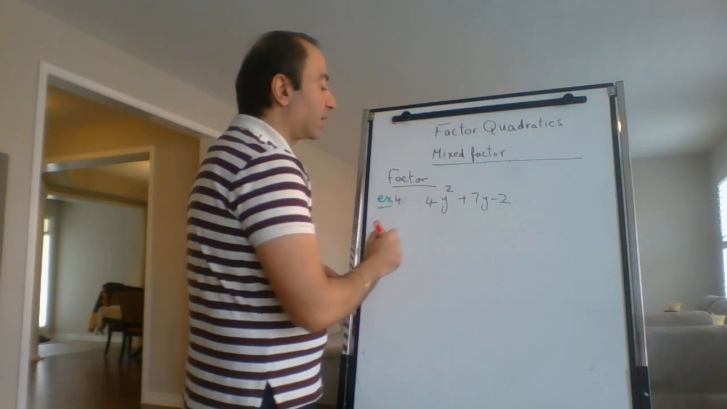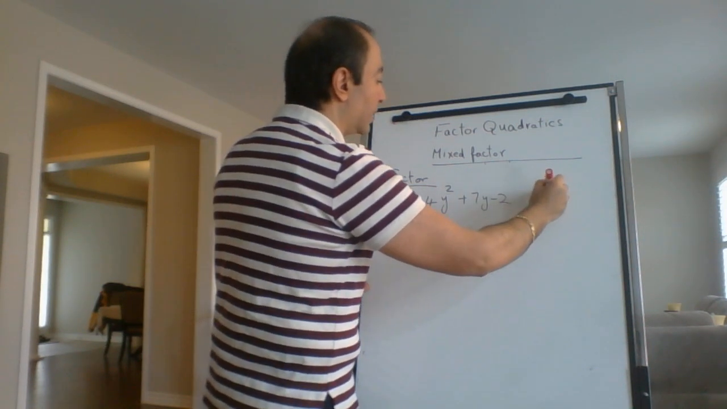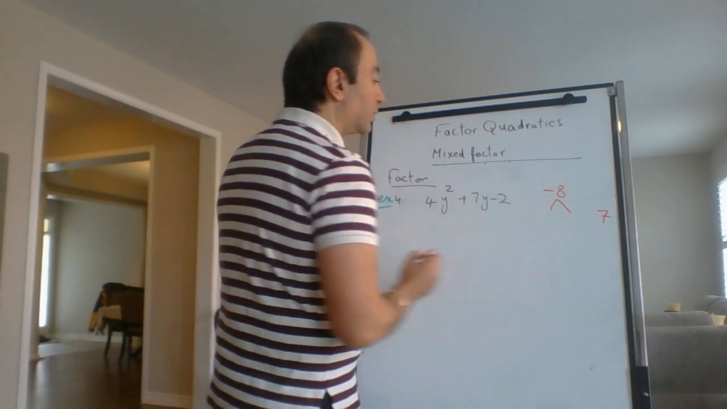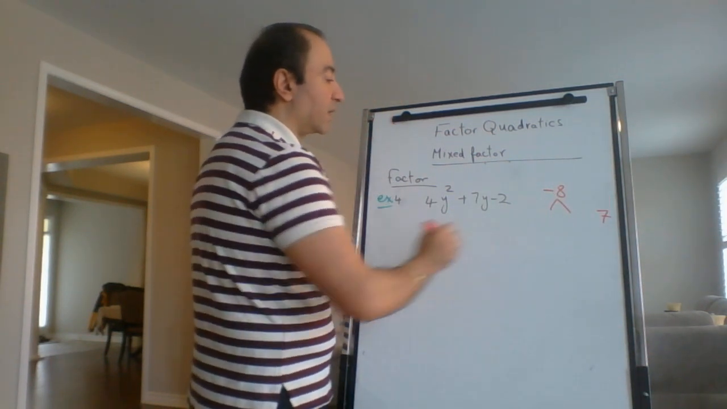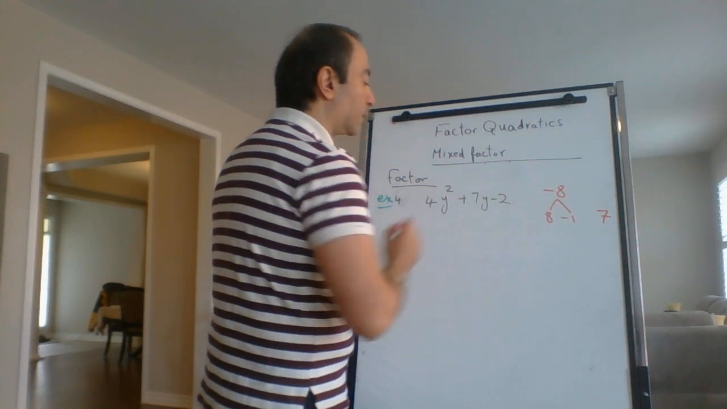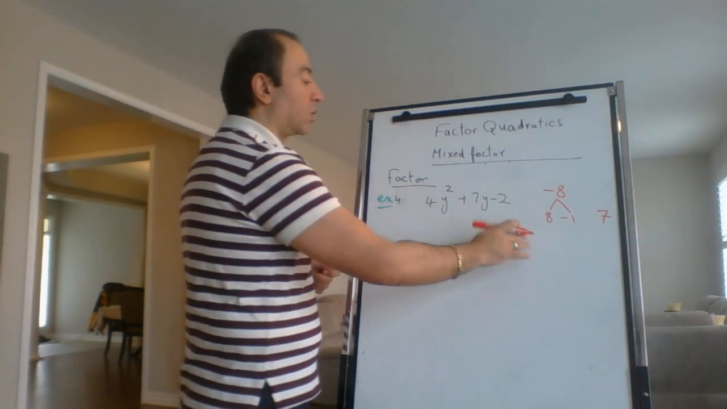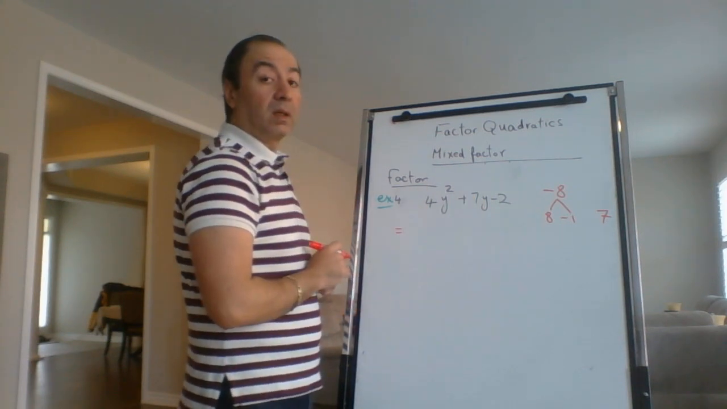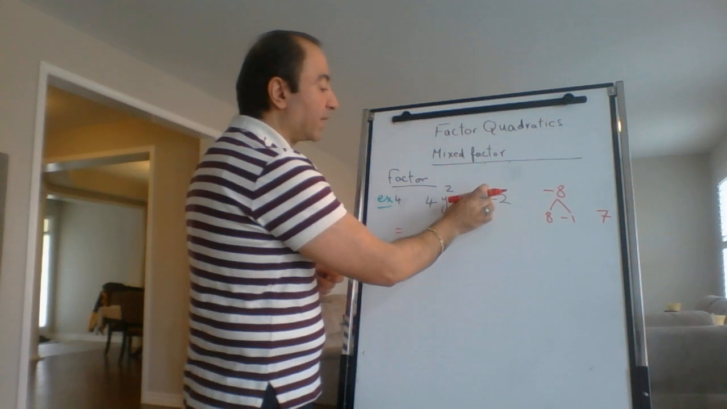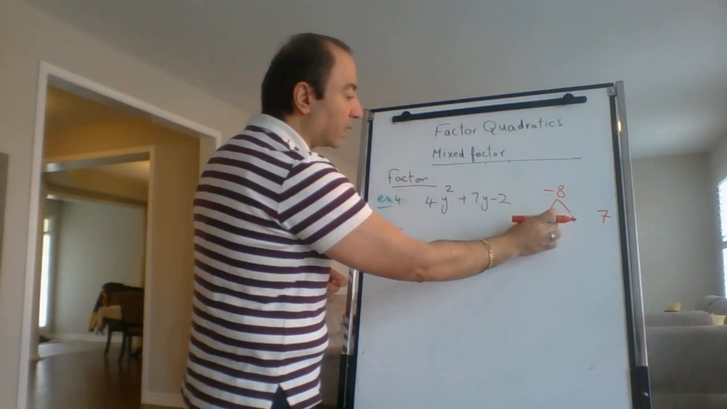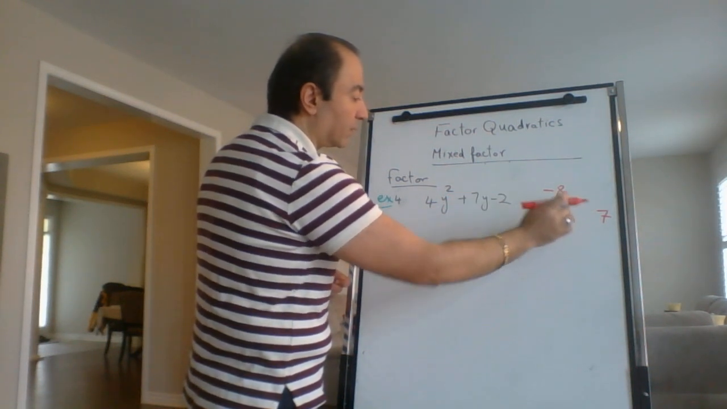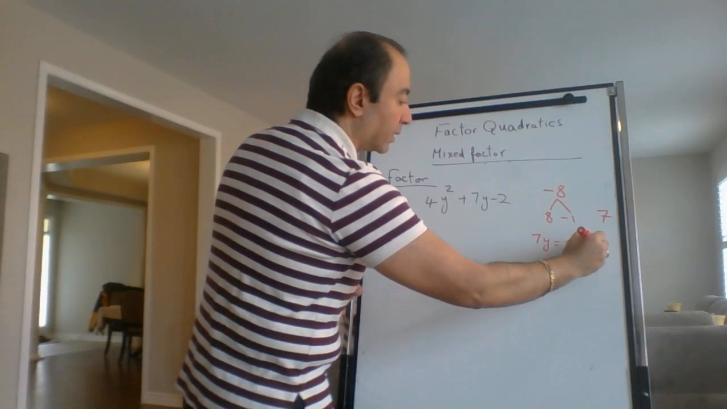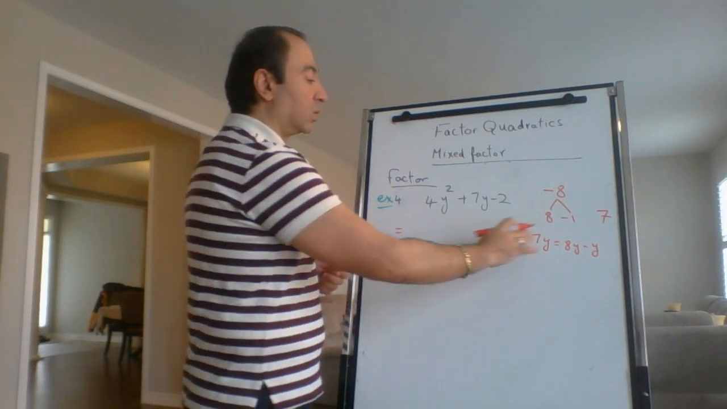So, how we do AC method? We multiply the A and the C to get negative 8. Then we need to think of two numbers, multiply to negative 8 and add to positive 7. Yes, 8 and negative 1. What we're going to do with this, we are going to rewrite the original quadratic, but we're going to break the middle term using 8 and negative 1. We know that 7y is the same thing as 8y minus y. So that's how we're going to do.